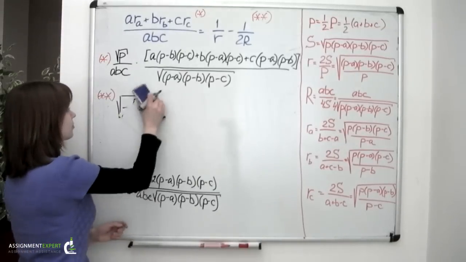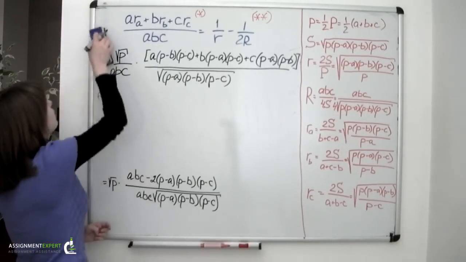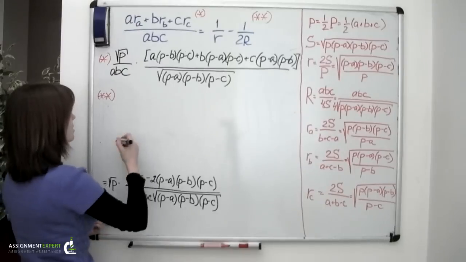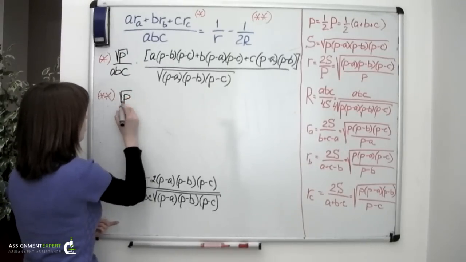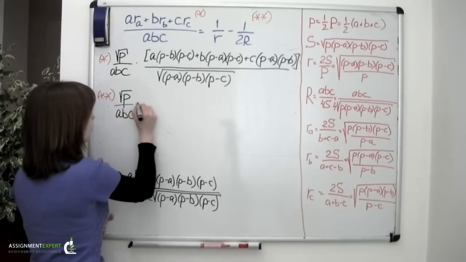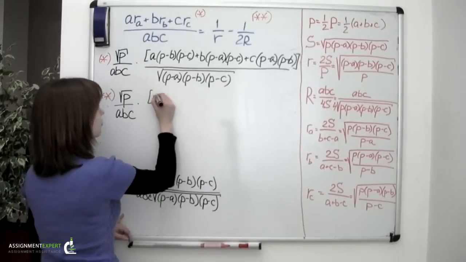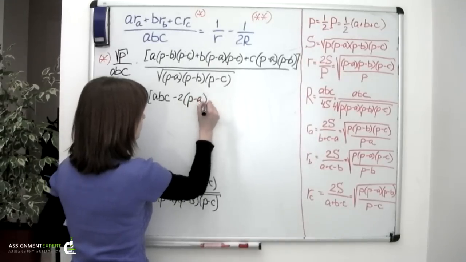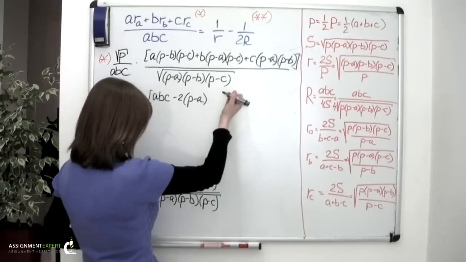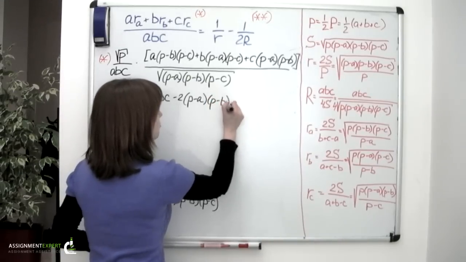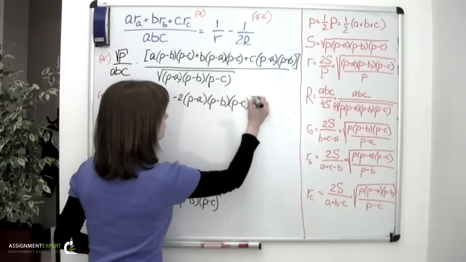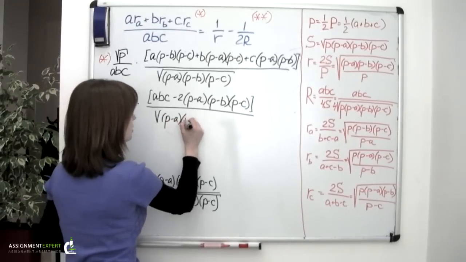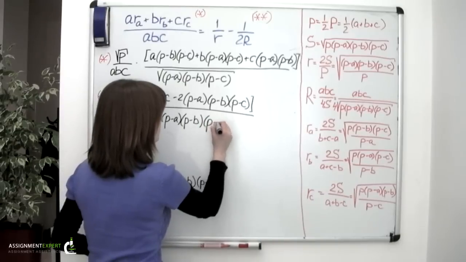So this expression is what this right side of the identity was transformed into. Let me write it one more time. So here we have square root of P divided by ABC times (ABC minus 2 times (P minus A)(P minus B)(P minus C)) and divided by the square root of (P minus A)(P minus B)(P minus C).